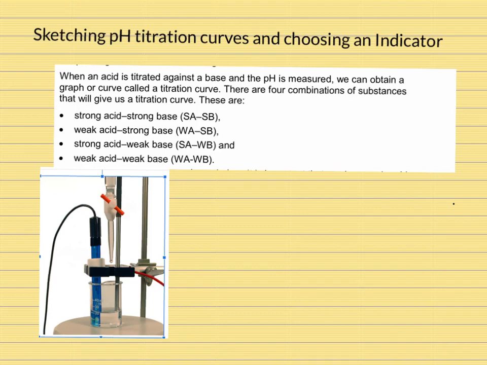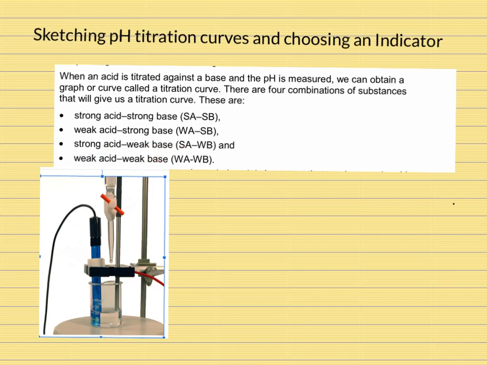So when an acid is titrated against a base and the pH is measured, we can get a graph or a curve, and we call that a titration curve. Now there's 4 types of combinations of titration curve. You could have a strong acid being titrated against a strong base, we call that SA versus SB, a weak acid versus a strong base, a strong acid versus a weak base, and a weak acid against a weak base.